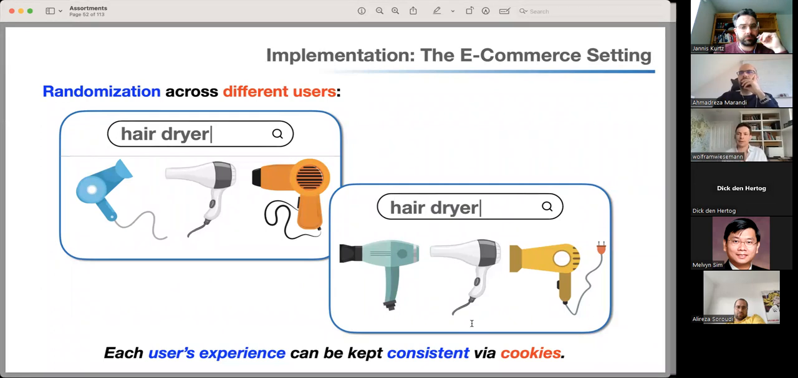So in other words, Amazon has a very easy way to randomize assortments between different customers, just show different customers different results pages. And this experience can be made consistent by cookies, meaning if you search for a hairdryer in the morning and then you do it again in the evening, Amazon recognizes that you're the same user, and as a result, they will show you similar results pages. They don't randomize every time you visit the store.